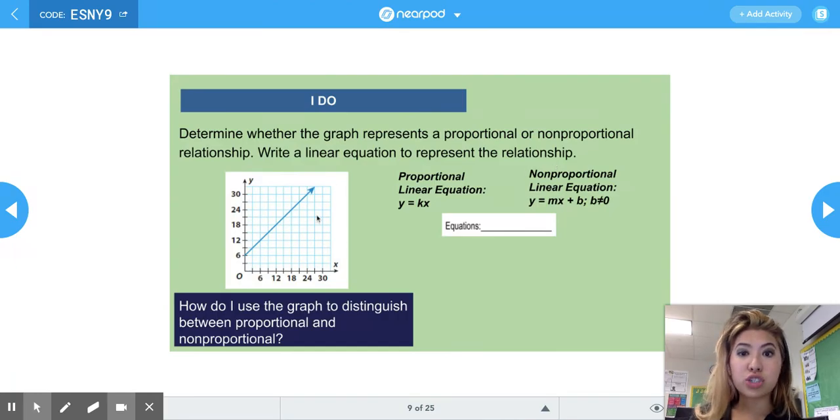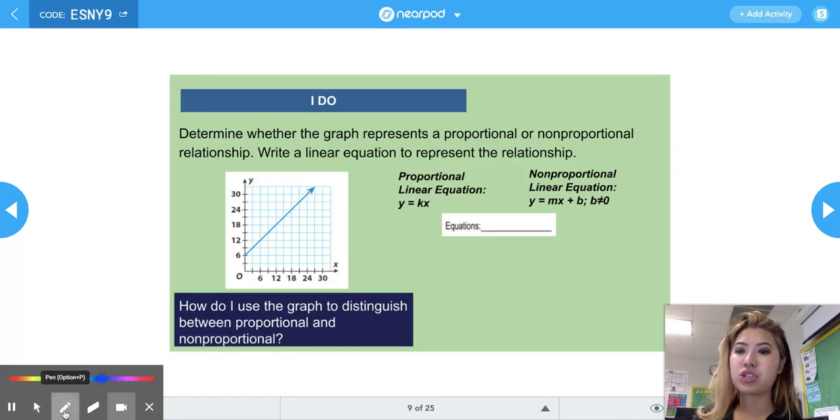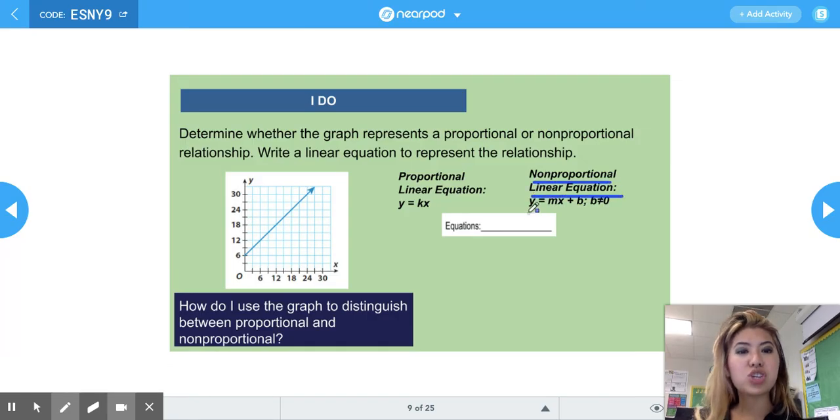So starting off the bat, just looking at the graph, I see that it has a y-intercept. So it can't be a proportional linear equation. It has to be non-proportional. So I know that I have to write an equation in the form of y is equal to mx plus b. So this right here is our b or our y-intercept, and it's at positive 6. Since it's at positive 6, I know that I'm adding 6.